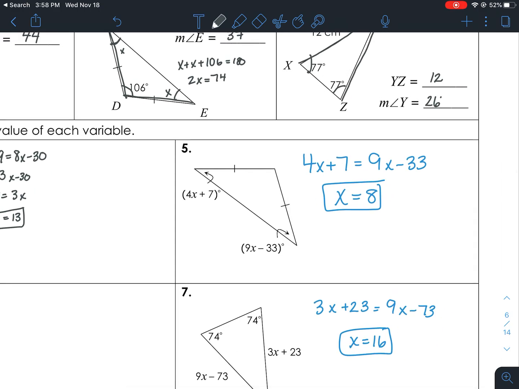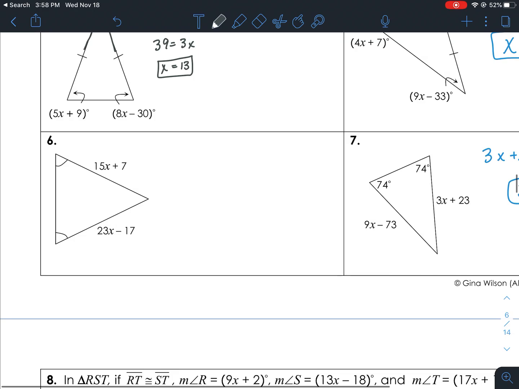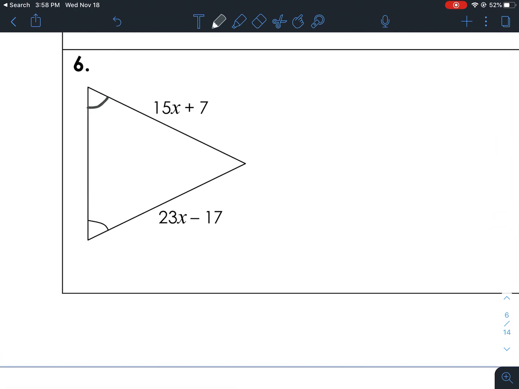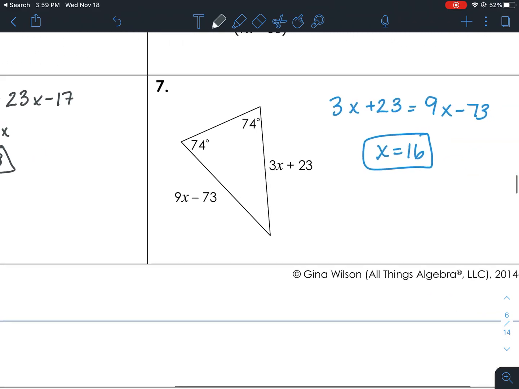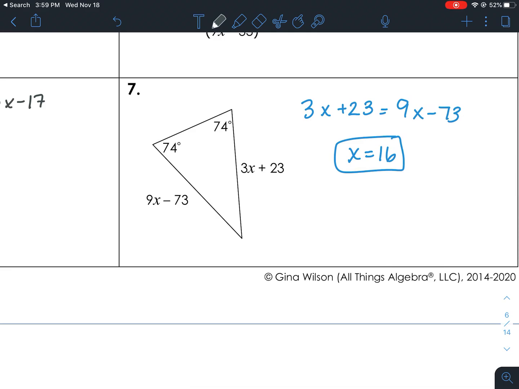5, you're doing the exact same thing. 6, now it's saying my base angles are equal, which will tell me that my two legs are equal. So I'm going to do 5x plus 7 equals 23x minus 15. Going to move my x's over, so that will give me 24 equals 8x. Okay, divide both sides, so I get x equals 3. There's 7. You can go ahead and pause the video if you'd like to write that one down. Again, my two base angles are equal, thus my two sides are equal.